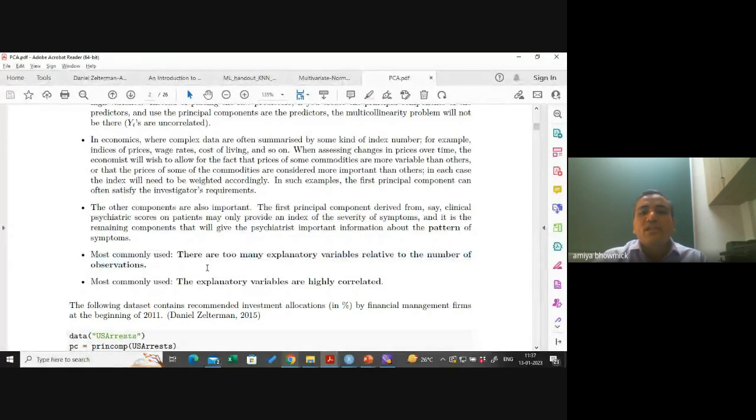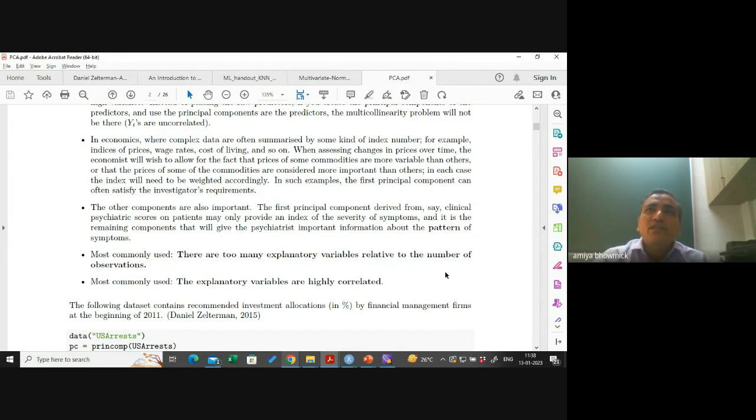That there are too many explanatory variables related to the number of observations, and there is a presence of multicollinearity also. And we may observe that only some of the eigenvectors are actually enough. Only the first few principal components are enough to declare how much proportional deviation we explain.